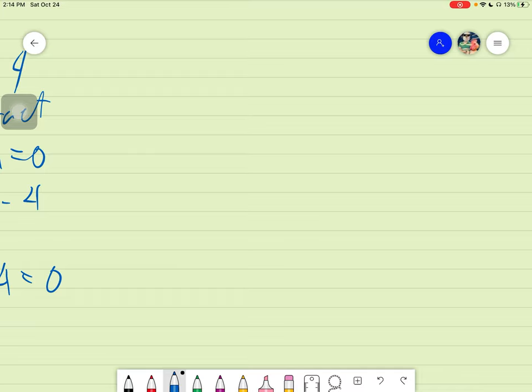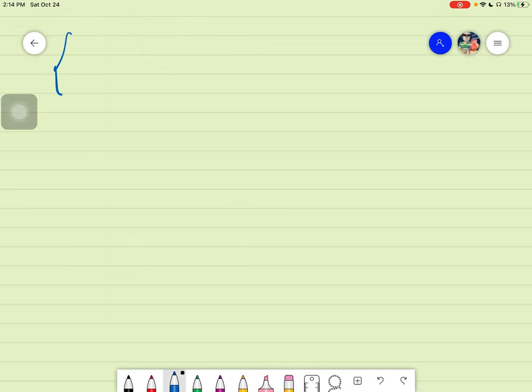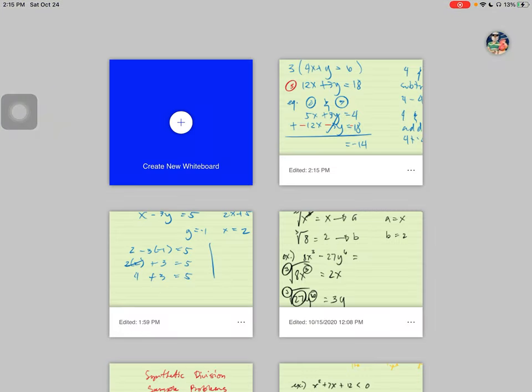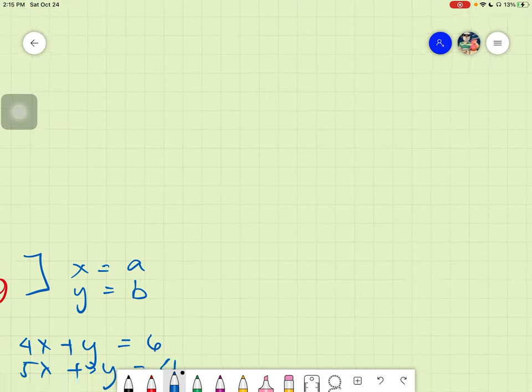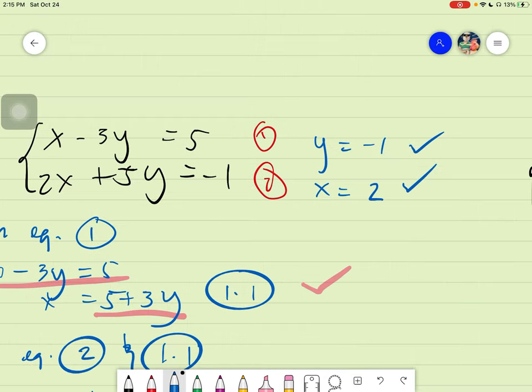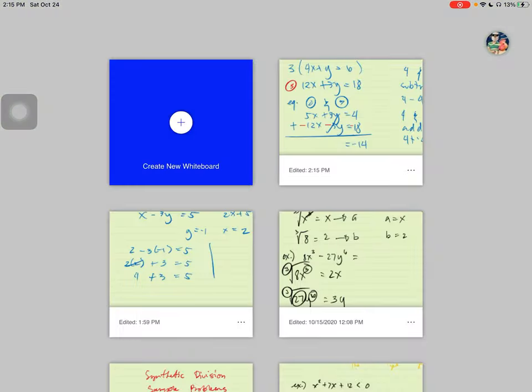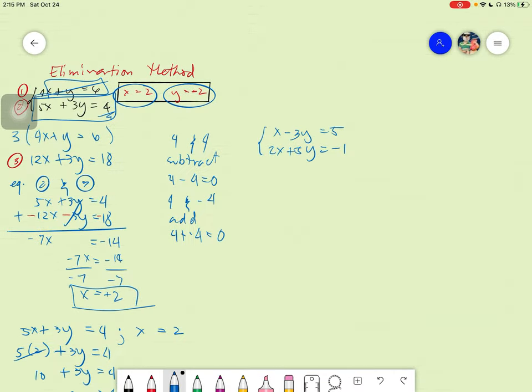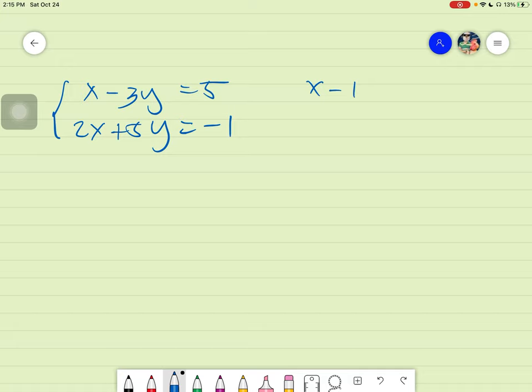So now let's use our previous question again. In our previous question, this is our given: x minus 3y is equal to 5, and 2x plus 5y is equal to negative 1. Let me go back to our previous discussion. So our answer for that is negative 1 and positive 2. So this is what we are aiming for.